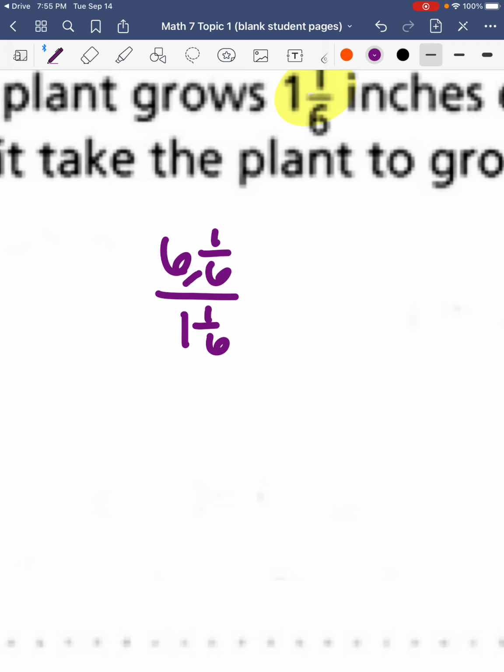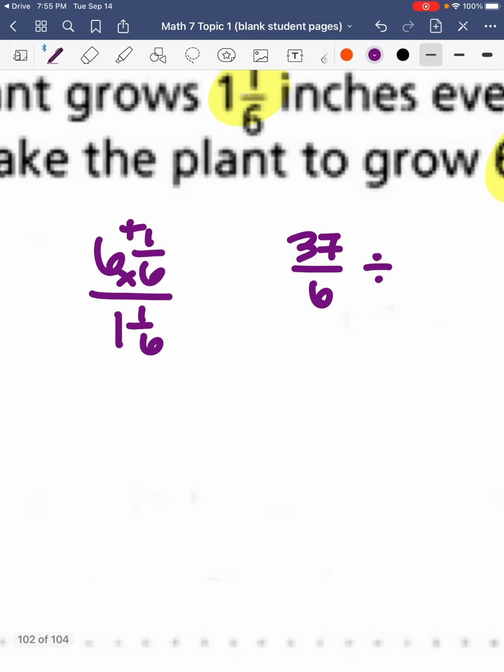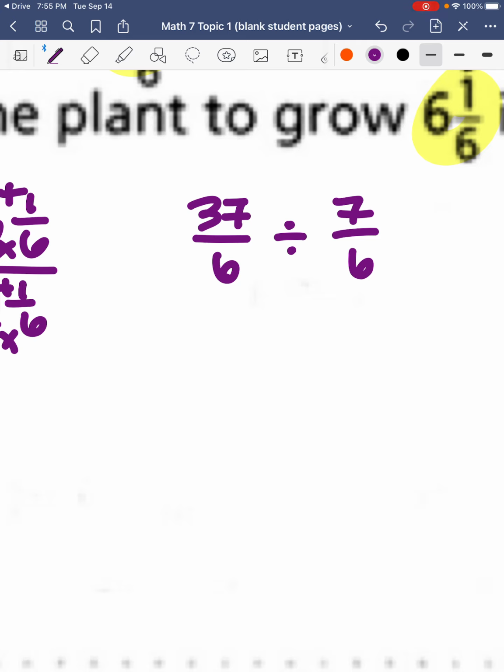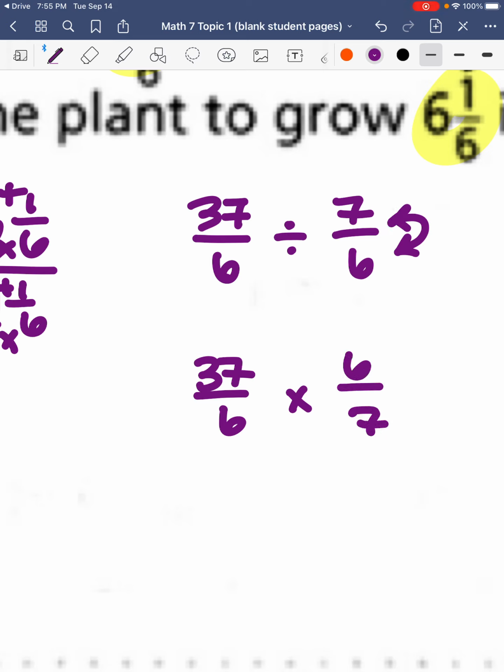So I know that 6 times 6 is 36 plus 1 is 37. So we have 37 over 6 divided by 6 times 1 is 6 plus 1 is 7 over 6. Now that I've got two fractions, I can do keep, change, flip. So we keep our first one, 37 over 6. We change division to multiplication, and we flip this one here, so it's going to become 6 over 7.